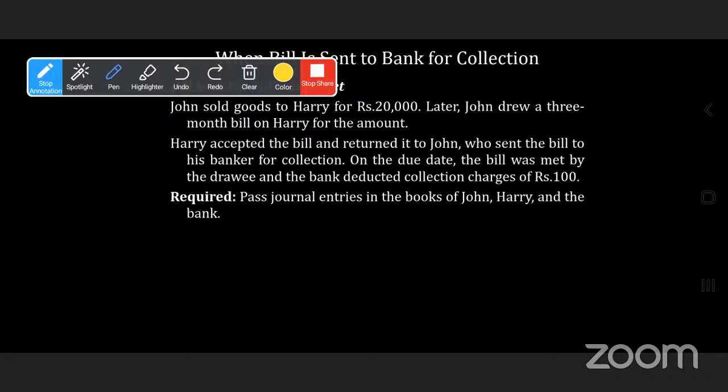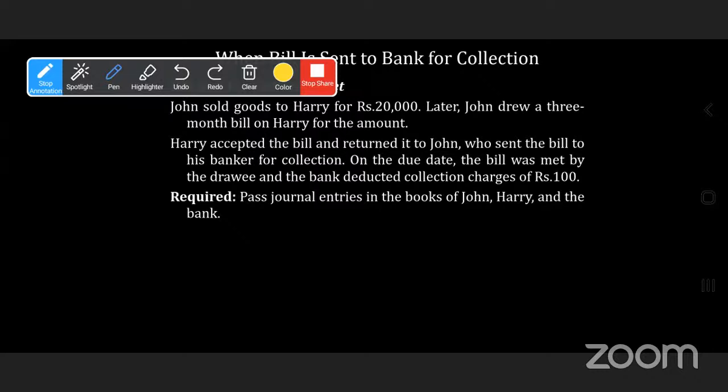So for Harry, what are the transactions you have to pass? First two transactions. When the purchase is made, what is the transaction you have to pass? Purchases account debit to John. Yes, very good. Purchases account debit to John account. Being goods purchased on credit.